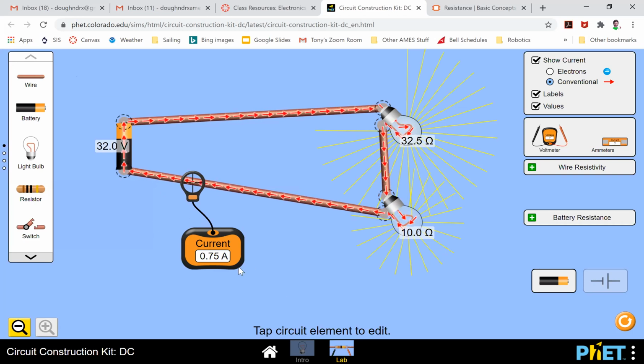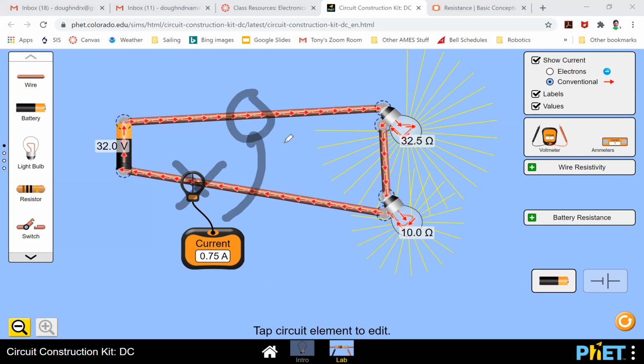So tell you what I'm going to do. Let me ask you guys a question. What if I were to take my current meter and instead of measuring it here, what if I hook it up to measure right here? I want you guys to type into the chat box, what number do you think I'll get? So if I'm getting 0.75 amps flowing through the lower half of the circuit there, if I were then to take my current meter and stick it up and measure the upper one, anybody want to make a prediction for what number I would get?